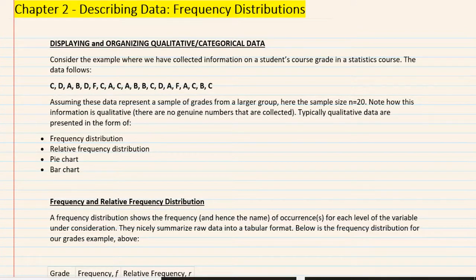To talk about describing data. Our primary focus is on frequency distributions. Of course, we're going to talk about a few of the other graphics, such as pie charts and bar charts also. As far as how we represent data, how we summarize and present it, it depends on whether we have categorical or qualitative data, and whether we have quantitative data. So, in this segment, the first part, I'm talking about displaying and organizing qualitative information.